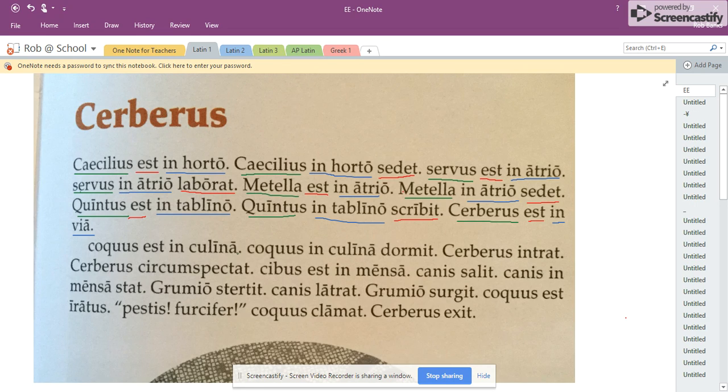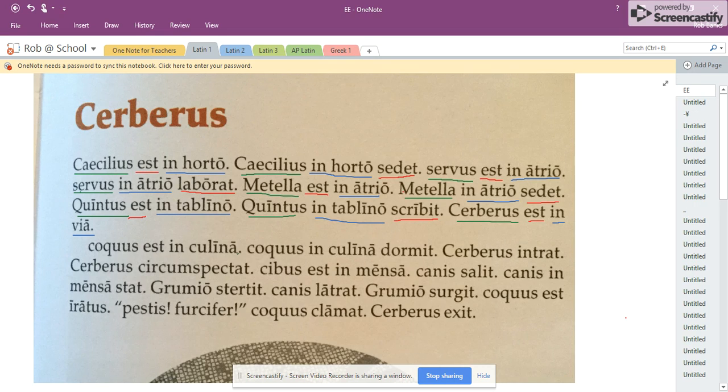Cerberus intra, Cerberus enters. Cerberus circumspectat, Cerberus looks around, right? Circum, around, right? If you circumnavigate the globe, you sail around the globe, right? A circle has a circumference. Right? So spectat looks, come around, looks around. Cerberus looks around. Cibus est in mensa. Cibus, food, is in mensa, on the table. Canis salit, the dog jumps. Right? Canis in mensa stat, the dog stands on the table.